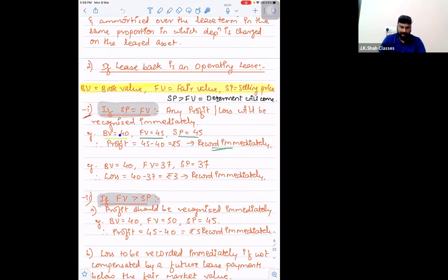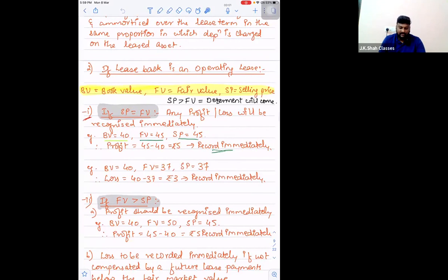Sir, book value is 40. Fair value of the asset is 45. And selling price is also 45. Both are the same. So no deferment. So technically what will be profit? Sir, profit is always selling price minus the WDV of the asset. Correct? So selling price is 45 and WDV is 40. So technically 5 rupees profit, record immediately. That is, put this 5 rupees directly to the profit and loss account, credit side, immediately.